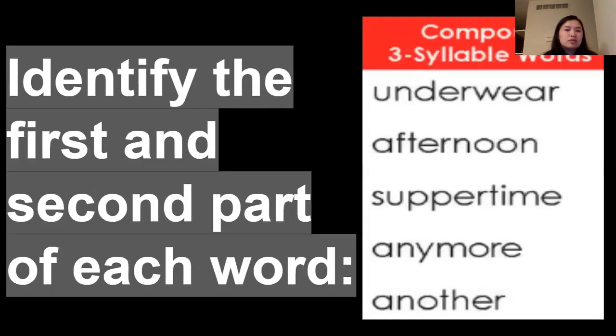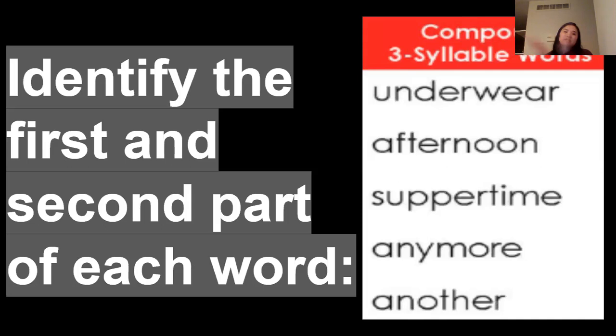Good. Okay, compound 3-syllable words. Here we go. Remember, compound 3-syllable words are words that have 3 syllables and have a first part and a second part, because a compound word is when 2 words come together to make a new word. So here, we're going to identify the first and second part of each word. Underwear. Let's clap it out.